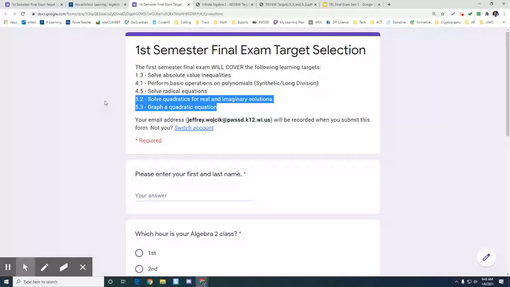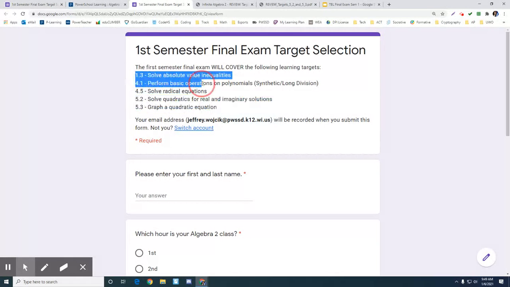And that's if you're exempting the final. That way you're still getting a grade for the new targets that you haven't assessed on yet, and you still have another option to retake. And then you can still exempt the final exam where you don't have to take these other required retake targets.